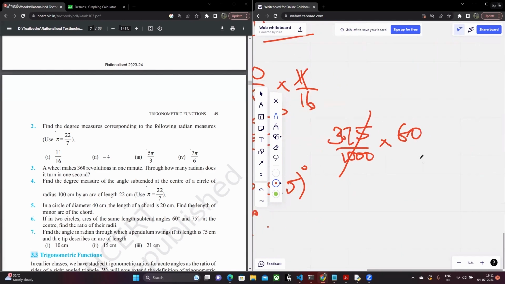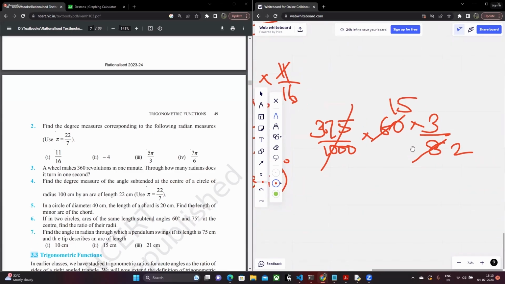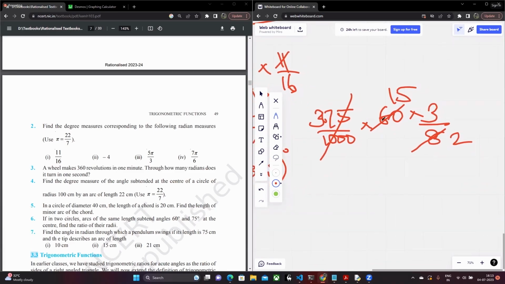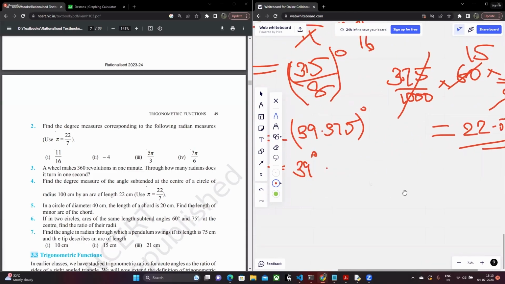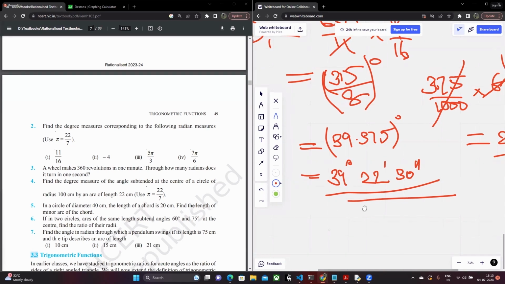This is basically 60 into 3 divided by 8, right? This goes, here you're left with 2, here you have a 15. So you have this 15 is a 45 by 2, that is 22.5, right? So you have 22.5 minutes. So I'll write this as 22 minutes and 30 seconds, right? That is going to be the degree conversion. 39 degrees, 22 minutes, 30 seconds, right?